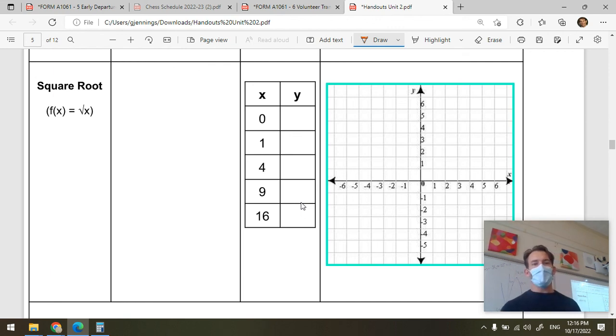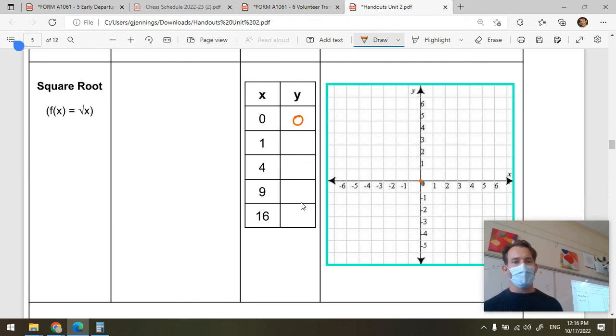Okay, so the square root function. What's the square root of 0? 0. Put that point on the graph. What's the square root of 1? Also put that point on the graph. Oh, we're jumping some things in our x values. That's interesting. What's the square root of 4? 2. Yeah, there we go. Square root of 9. 3. Square root of 16. 4. Put these values on your graph and graph it.